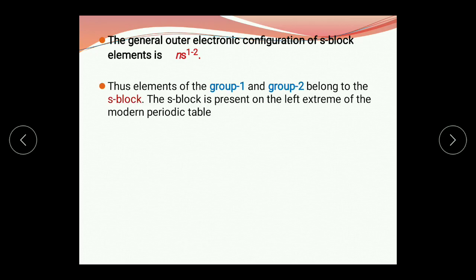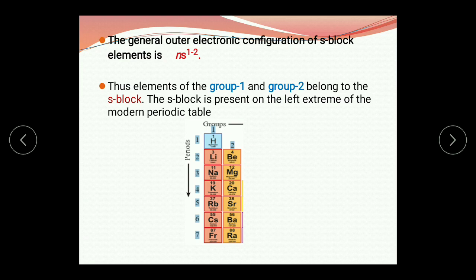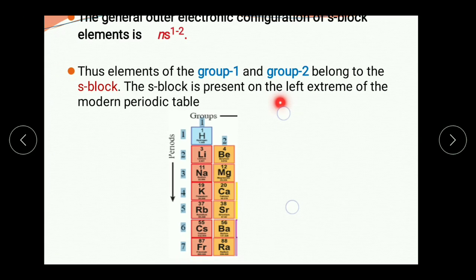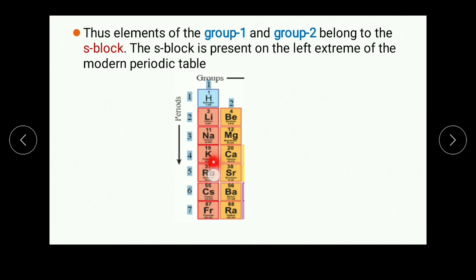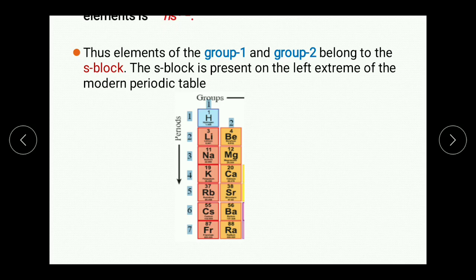Thus, elements of group 1 and group 2 belong to the s block. It is present to the extreme left of the modern periodic table. This is the s block with 2 groups. The first group is called alkali metals with general outer electronic configuration ns1. The second group is ns2. The general configuration of the s block is ns1 to 2.